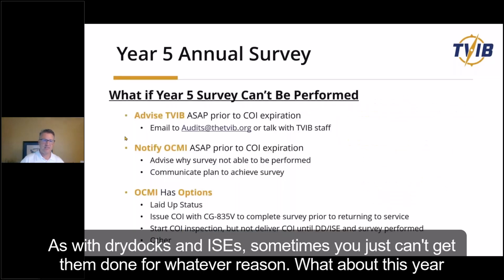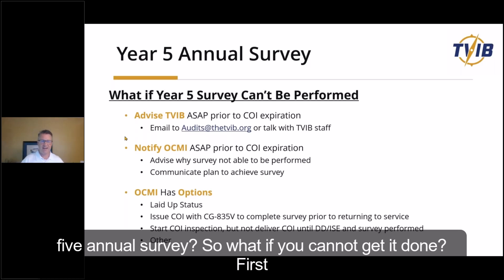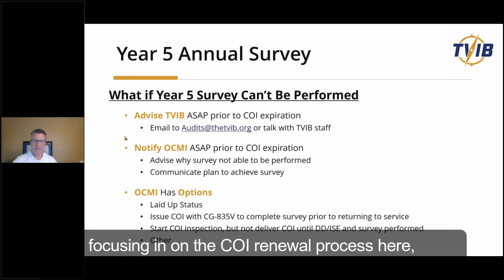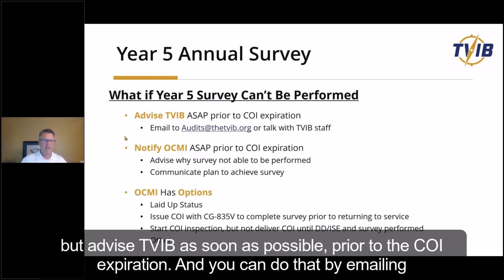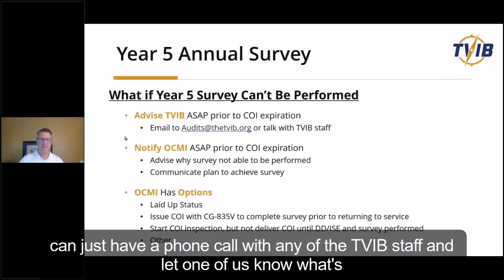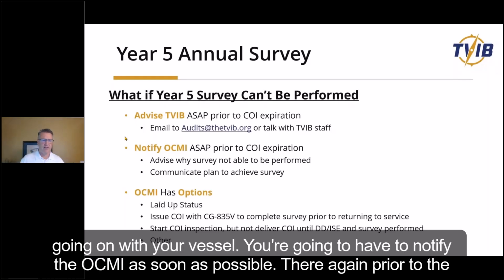As with dry docks and ISEs, sometimes you just can't get them done for whatever reason. Well, what about this year 5 annual survey? So what if you cannot get it done? First thing you should do, and some of these points go right along with, doesn't matter what year it is, but particularly focusing in on the COI process here. But advise TVIB as soon as possible, prior to the COI expiration. And you can do that by emailing audits@TVIB.org, or you can just have a phone call with any of the TVIB staff and let one of us know what's going on with your vessel.